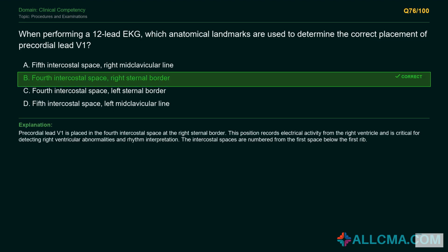The correct answer is B. Precordial lead V1 is placed in the 4th intercostal space at the right sternal border. This position records electrical activity from the right ventricle and is critical for detecting right ventricular abnormalities and rhythm interpretation. The intercostal spaces are numbered from the first space below the first rib.